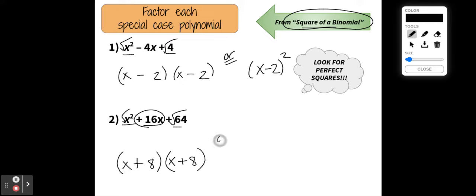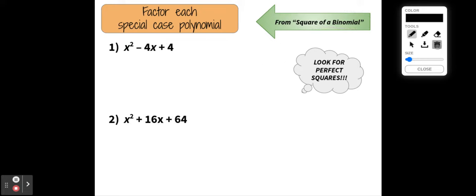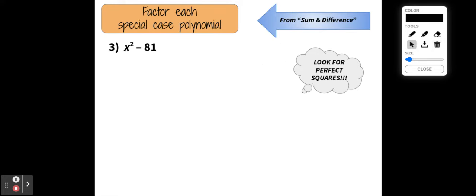So here I've got it. Now I could also write the answer as x plus 8 squared, because that's another way of writing x plus 8 times x plus 8. Okay, so those are from square of a binomial. Let's look at a couple from sum and difference.